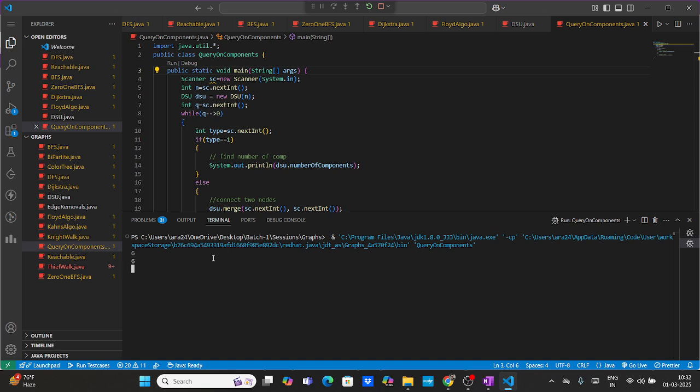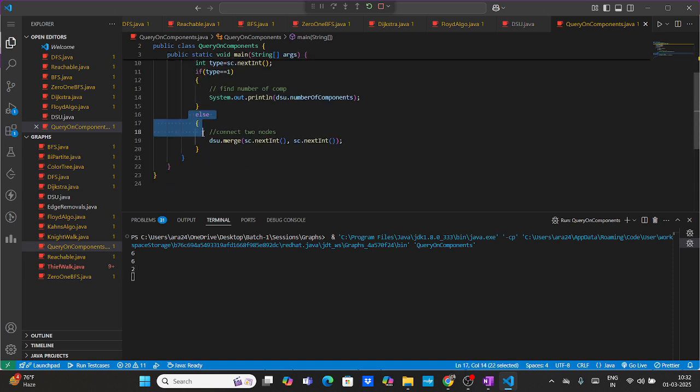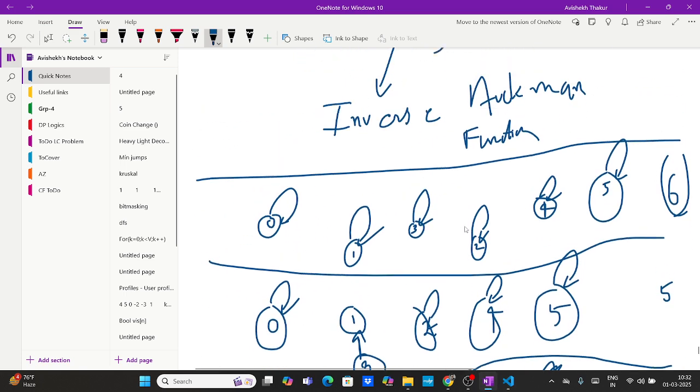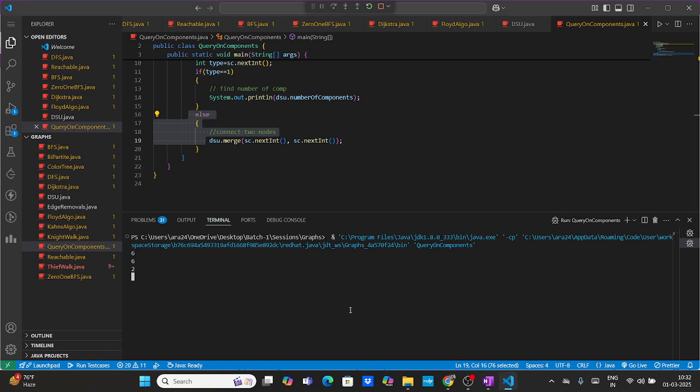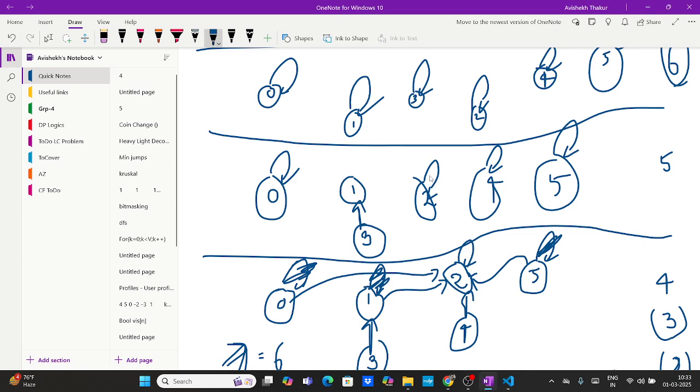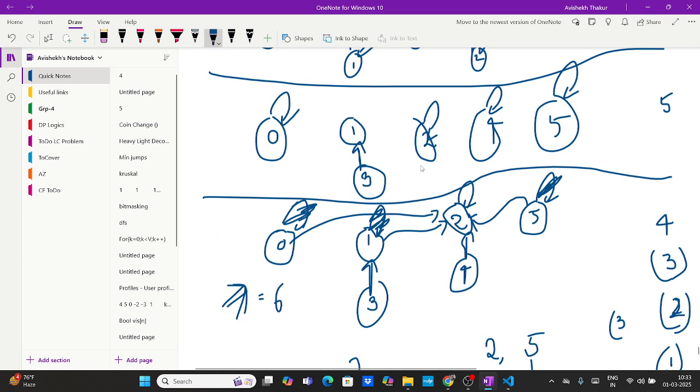Initially, let's say we are trying to merge, so the type is 2. Type 2 means this else case, and we will try to merge two nodes. What are the two nodes we merge initially? 1, 3. So nothing happens because we are just merging. Now we ask how many components there are. We should get 5. And did we get 5? Yes. So it's kind of working. Let's see for others too.